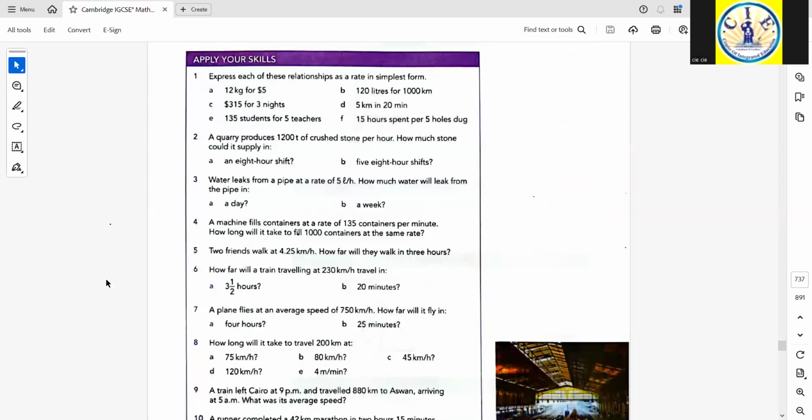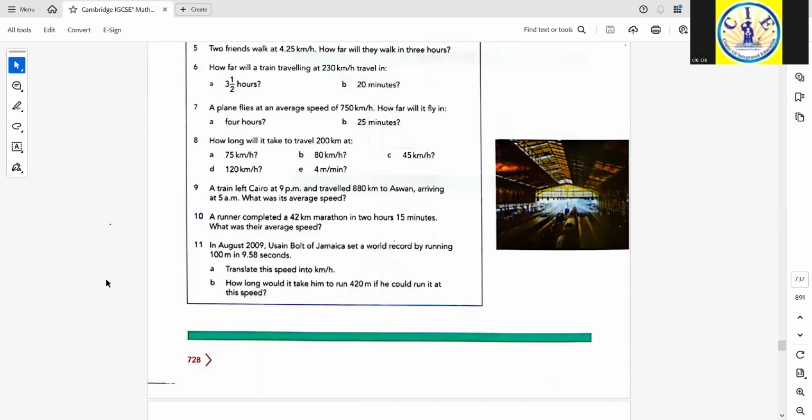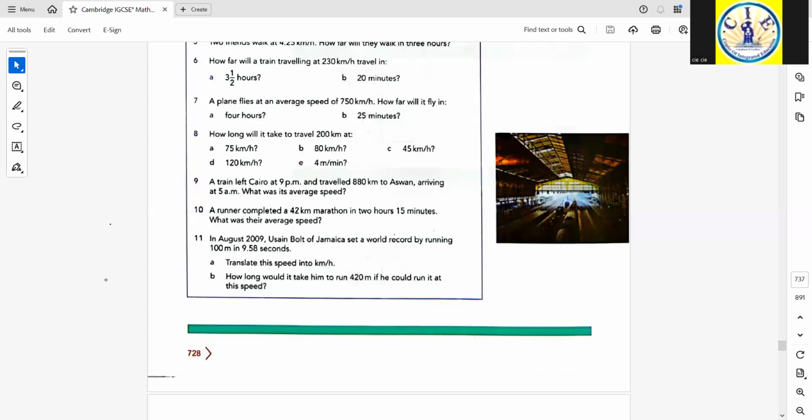Now it's question number 8. How long will it take to travel 200 kilometers? That means we need to find out the time to travel 200 kilometers, that is the distance, at 750 kilometers per hour. That is the speed. So again, using DST, this time we need to find out this T.